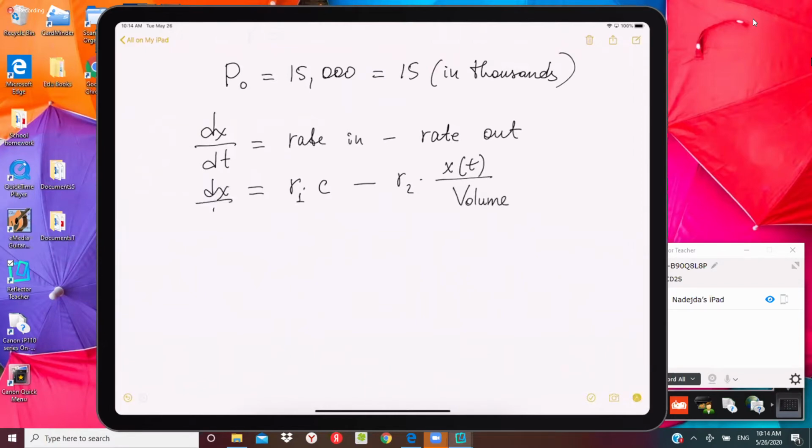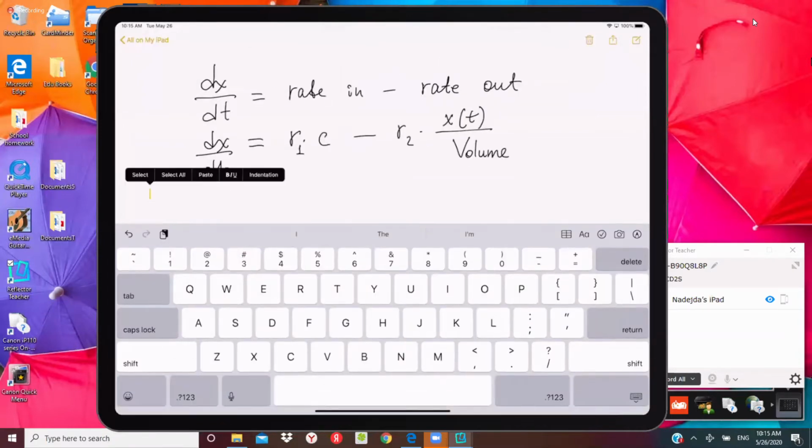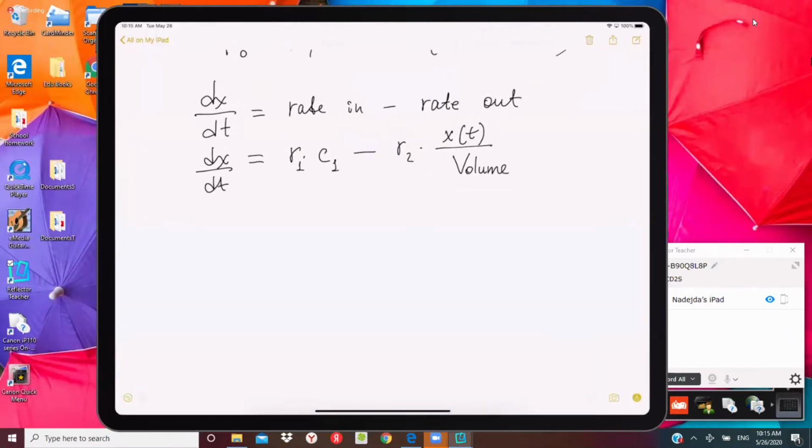dx/dt, the rate of change in the pounds of salt in the tank, is the rate at which the mixture enters, so that's the number of gallons per minute times concentration in pounds per gallon. And then from there we subtract the number of gallons per minute that exits times x of t, the amount of salt in the tank, which is changing, divided by the volume of the mixture.